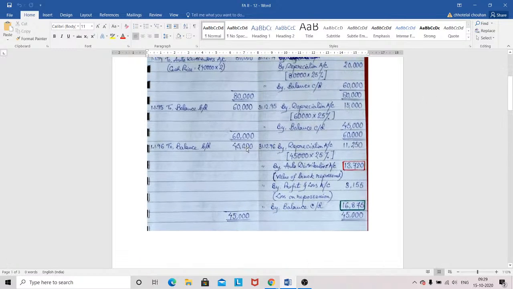Now in the asset account, look at that, the balance CD is 45,000. Now you have to charge depreciation at the rate of 25%. So depreciation of 45,000 into 25% is 11,250. Okay, so 11,250 is the depreciation.